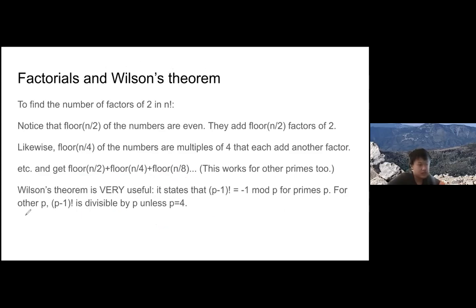Like if you want to find the number of factors of 3 in 73 factorial, you take 73 over 3, round that down, add 73 over 9 rounded down, and 73 over 27 rounded down, etc.